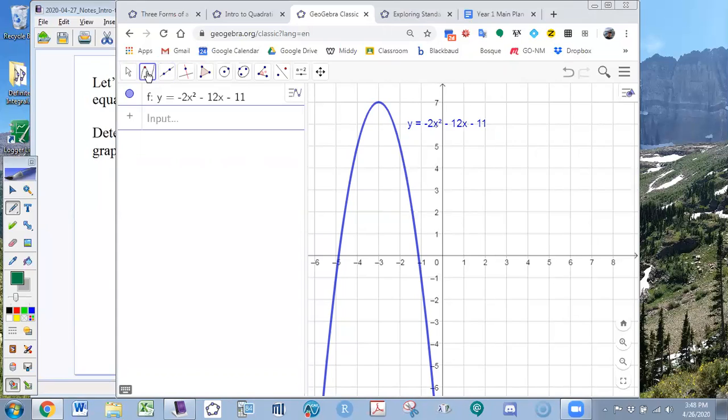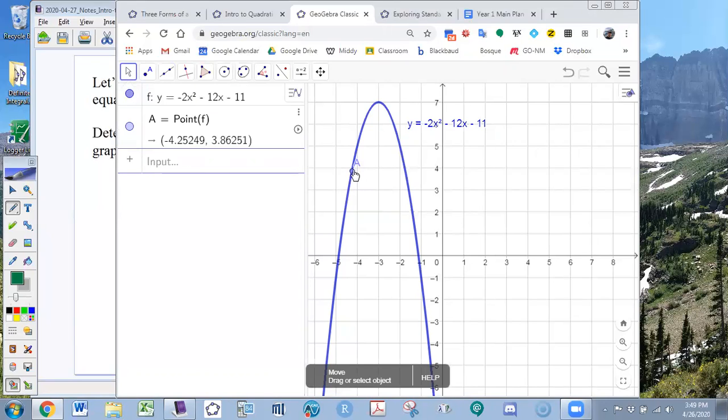3, 7. If I come in here under my point tool and click a point on here, come back to my mover cursor, I can move that point around until it looks like it's pretty much at the top. And oh, whoa, it kind of popped into place right there. I was moving it, and then all of a sudden it sometimes pops right into place. So it seems like it might be at negative 3, 7. Again, this is not an absolute certainty because we're still just looking at things graphically rather than algebraically.